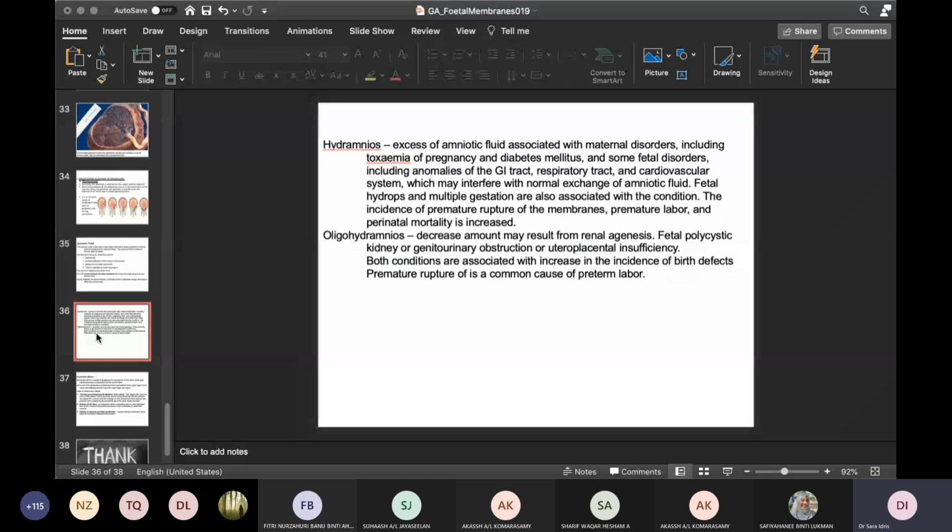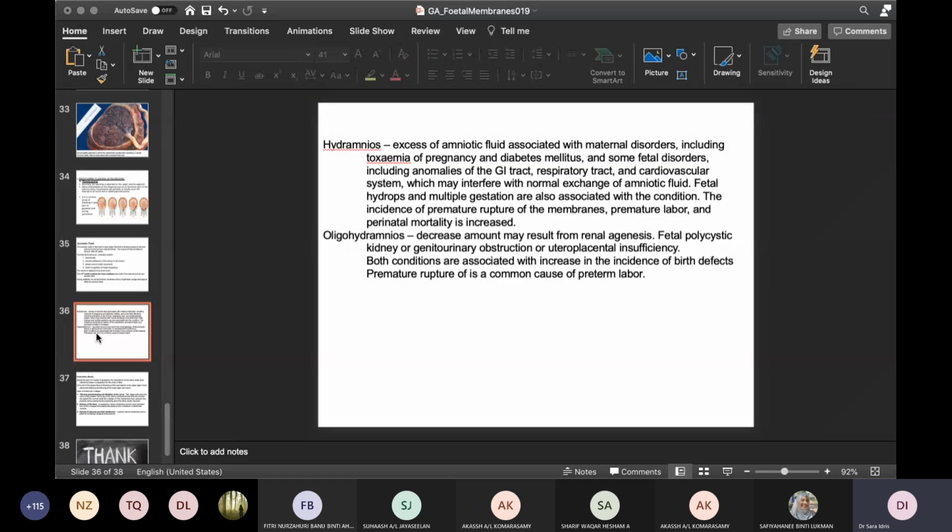So in cases where you have a lot of amniotic fluid, you call it hydramnios or polyhydramnios. Polyhydramnios can have a lot of causes. Some mothers with diabetes mellitus or gestational diabetes mellitus will have polyhydramnios. Sometimes you have abnormalities with the fetus itself, like anomalies of the GI tract, the respiratory tract, or cardiovascular system, which may also result in a lot of amniotic fluid. So there are a lot of reasons the amniotic fluid can be increased. But there are also a lot of reasons how the amniotic fluid can be reduced.